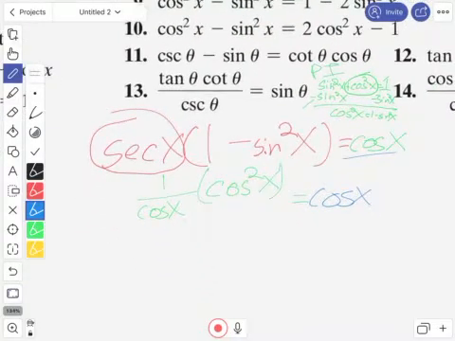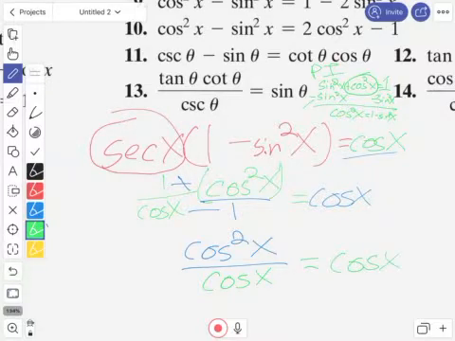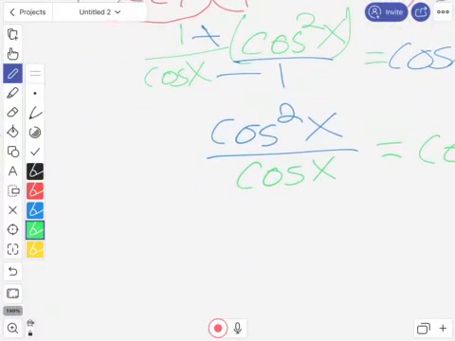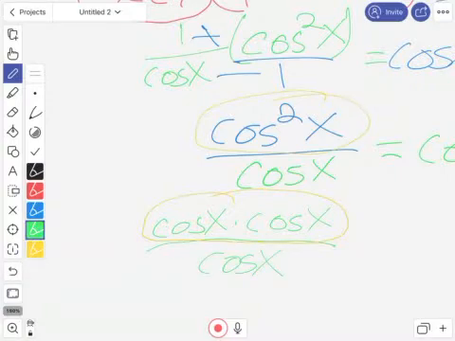Can we take this further? If we multiply across, cosine of x is being squared up top. In the bottom, we have just one version of cosine of x. And can we take this further? We sure can. Think of this as cosine squared of x. Really, it's just cosine of x multiplying with cosine of x. So we took this being squared, we rewrote it, expanded it, if you will, and we still have that cosine of x in the denominator.